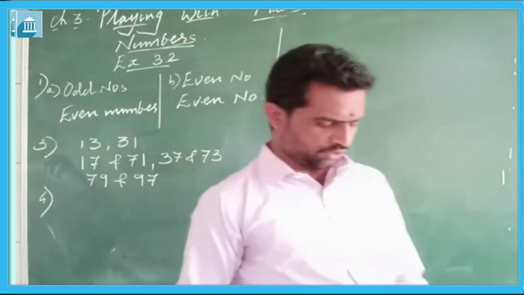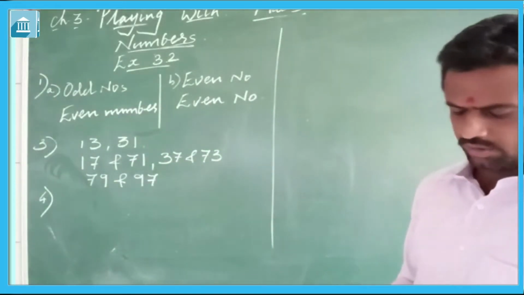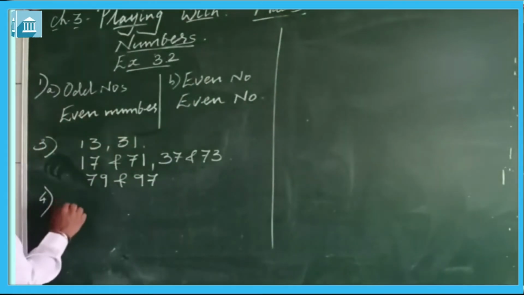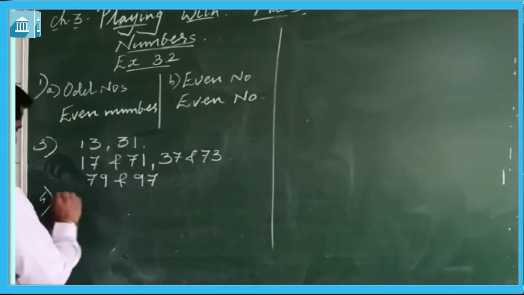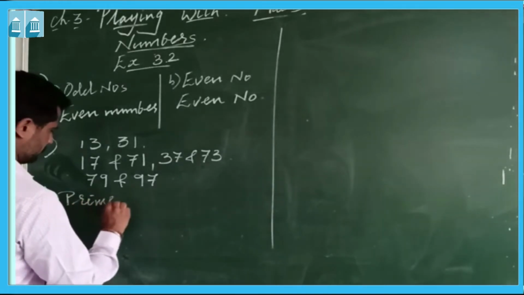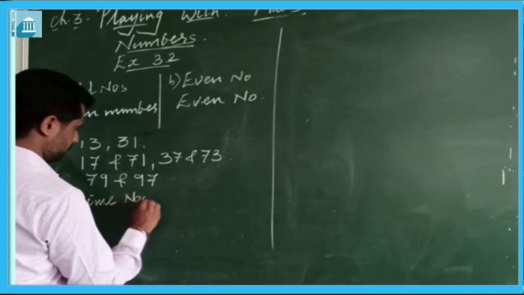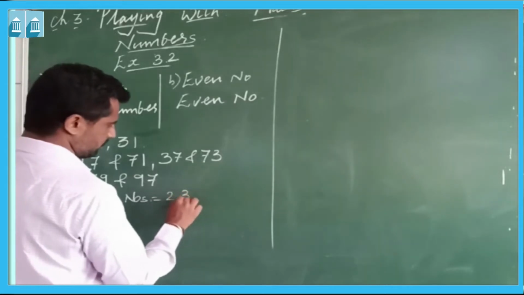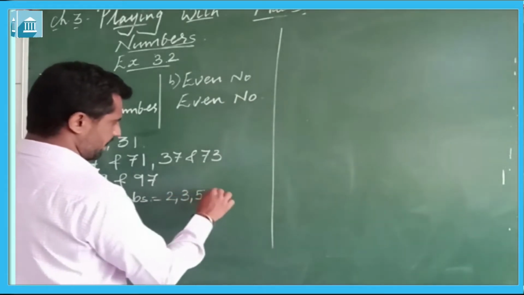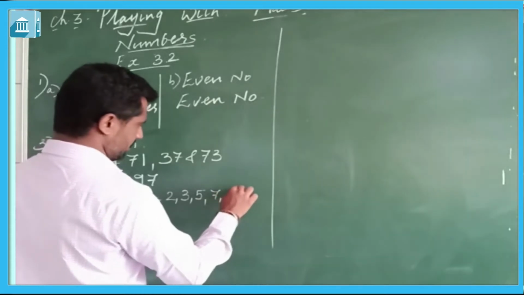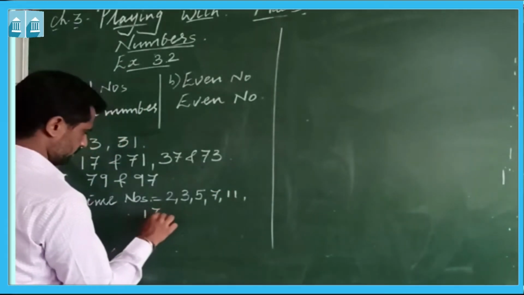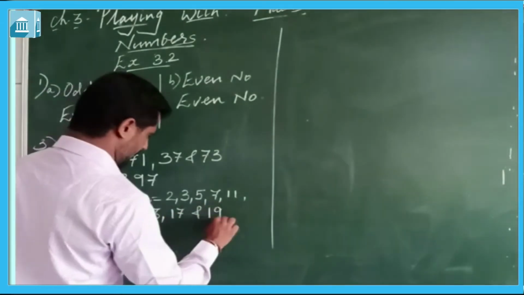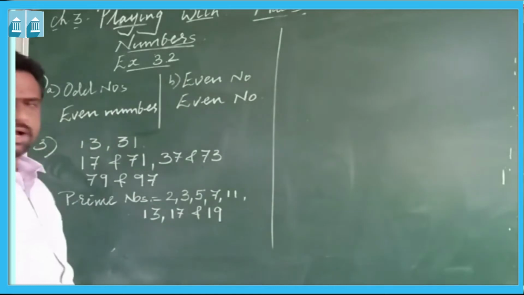Moving toward question number 4, write down separately the prime and composite numbers less than 20. Now, first we have to find out the prime numbers less than 20. So, we know that prime numbers are 2, 3, 5, 7, 11, 13, 17 and 19. These are the prime numbers less than 20.